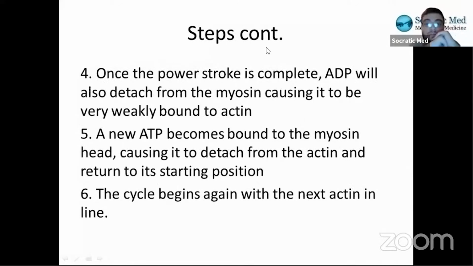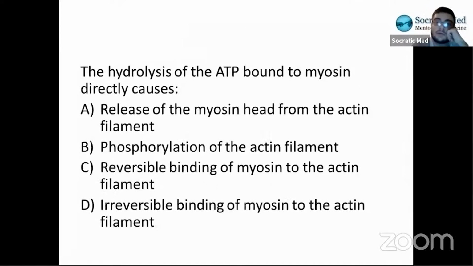Then once the power stroke is complete, ADP will also detach from the myosin, causing it to be very weakly bound to actin, but still bound. A new ATP will become bound to the myosin head, causing it to detach from the actin and return to its starting position. And then the cycle begins again with the next actin in line. Okay.